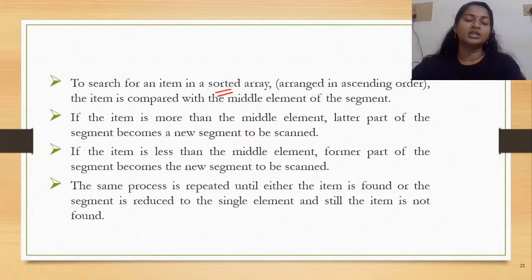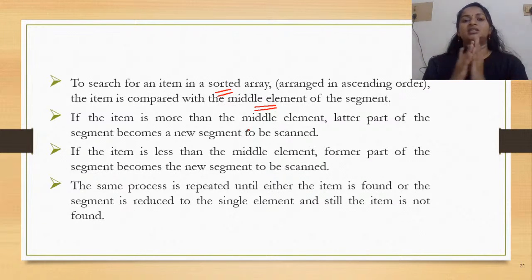You can have it sorted in any order, okay? So to search for an item in a sorted array arranged in ascending order, the item is first compared with the middle element. Now, how did you calculate the middle element? You have the lower bound as well as the upper bound. Take the average of these two values, and you end up in the middle position.